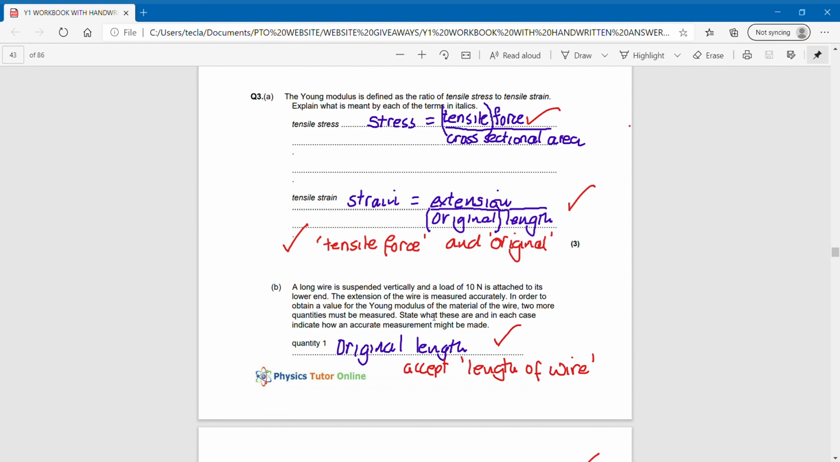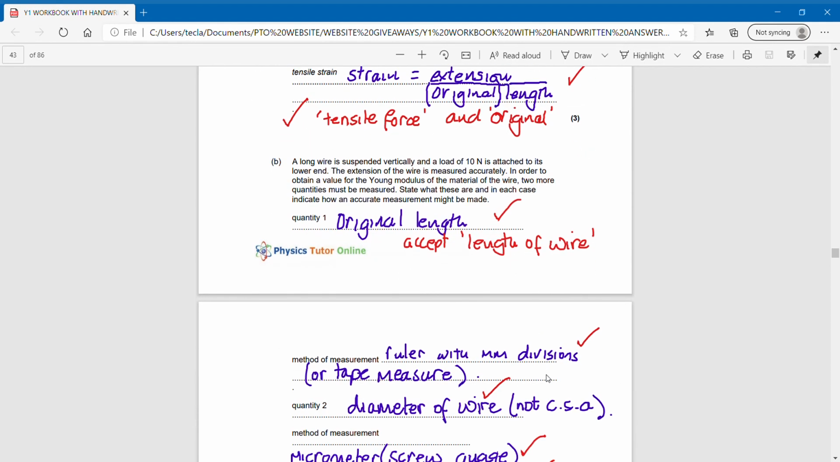Which measurements have they not made? So they've not made the original length measurements or length of wire, and you do that with a ruler with millimetre divisions or tape measure. So one mark for original length, 1 mark for ruler.